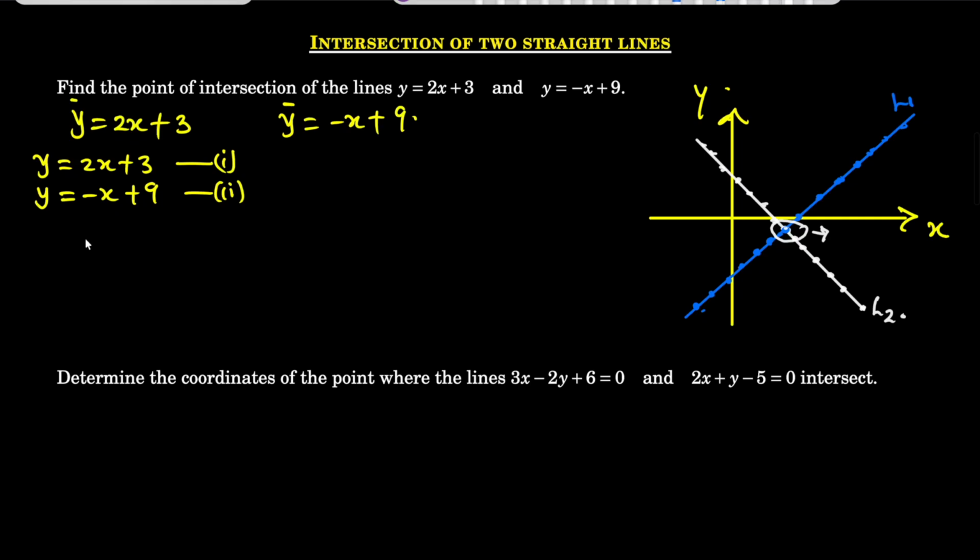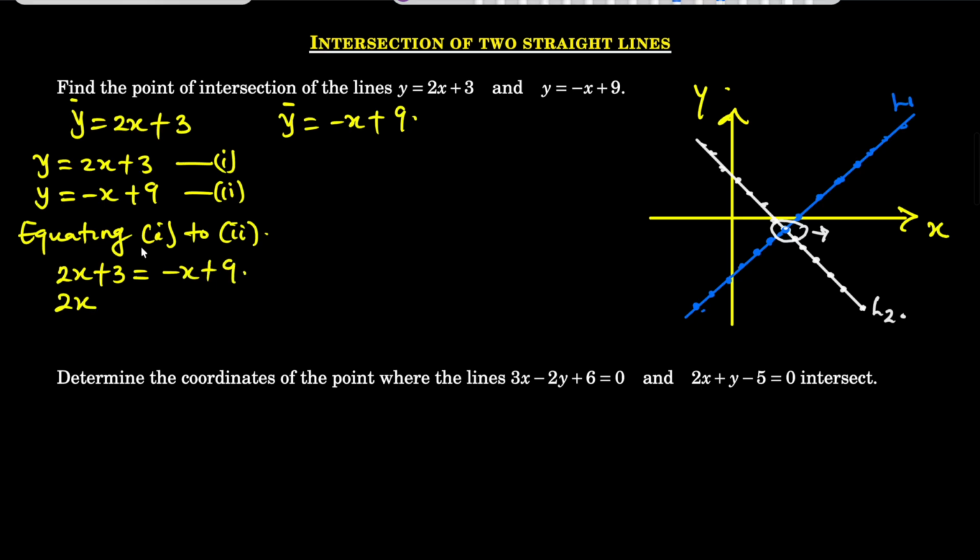So we can just rewrite it by saying that we are equating equation 1 to 2, if that English is correct. So what I'll be writing here now is 2x plus 3 is equal to minus x plus 9.